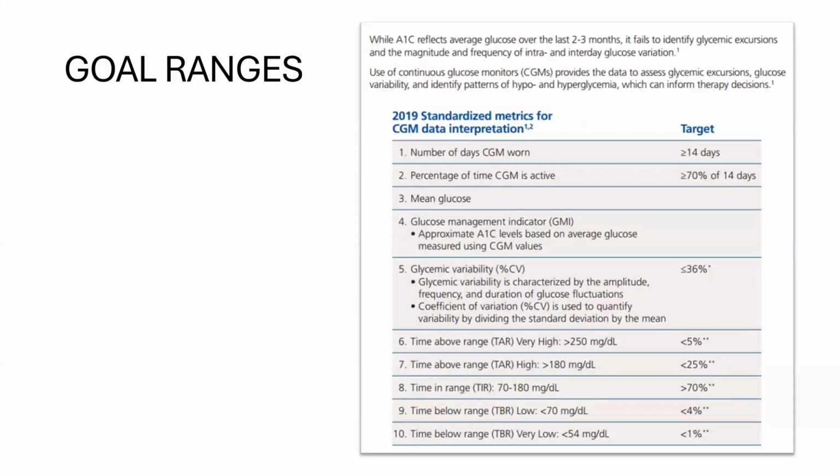We are looking for time in range of 70% or better. That's something that gives us actually a really nice GMI or estimated A1C of about 6.7. That's where the derivation comes from. Time above range, we want that to be under 25%, and time above less than 5%. Time below range, under 4%, and time below range, the very low, which is under 54 for glucose, less than 1% certainly, just because of the dangers that hypoglycemia poses to people.